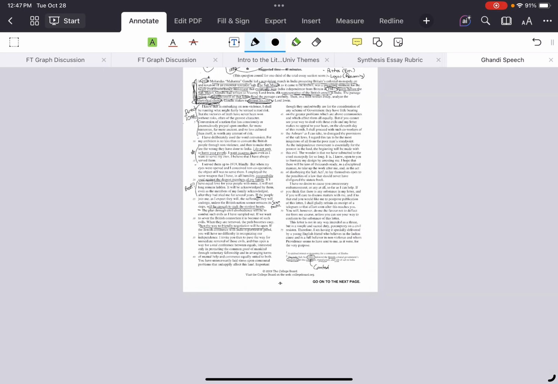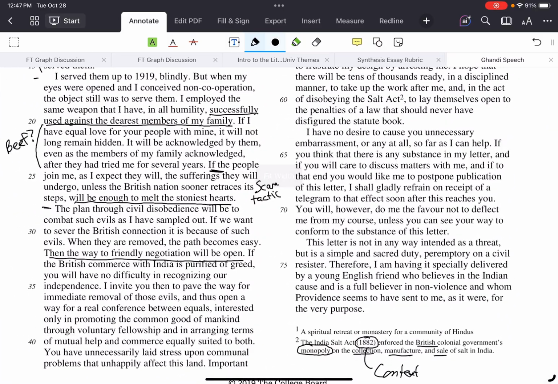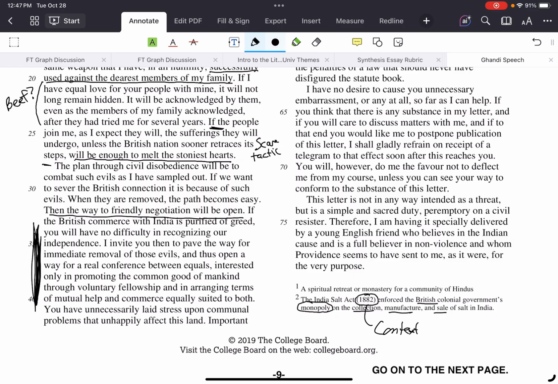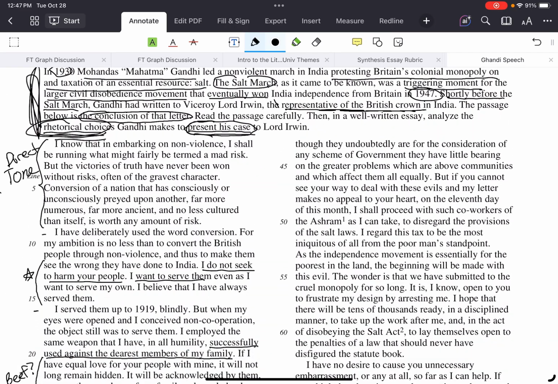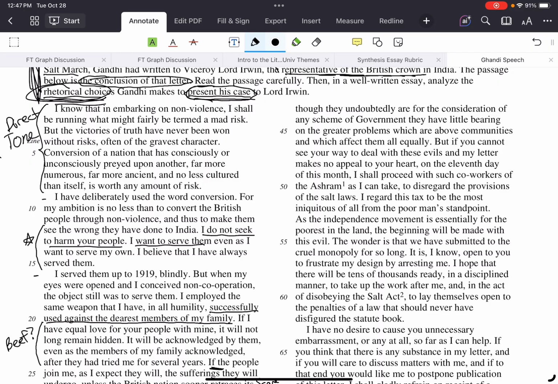So right here, he's kind of saying, look, we could both win by this, okay? It's not a lose-lose, win-lose situation. It could be win-win. Then he says, you have unnecessarily laid stress upon communal problems that unhappily affect this land. Back to the direct tone, right? He's done being sort of conciliatory, which means friendly. Important though they undoubtedly are for the consideration of any scheme of government, they have little bearing on the greater problems which are above communities and which affect them all equally.